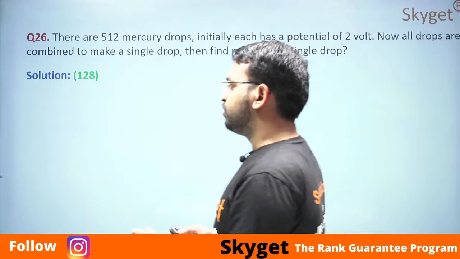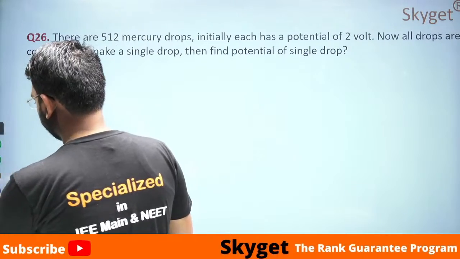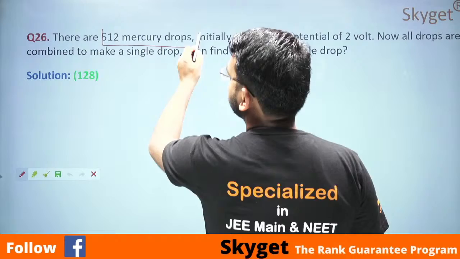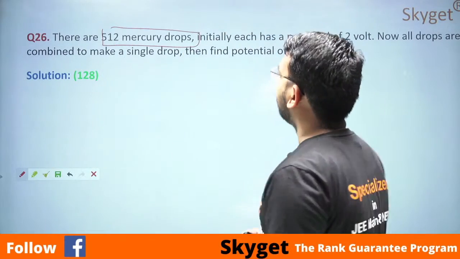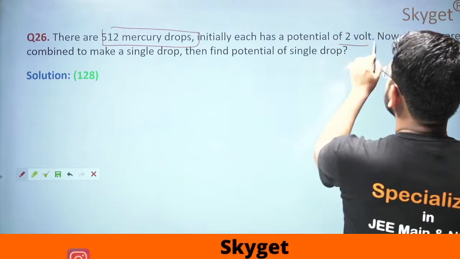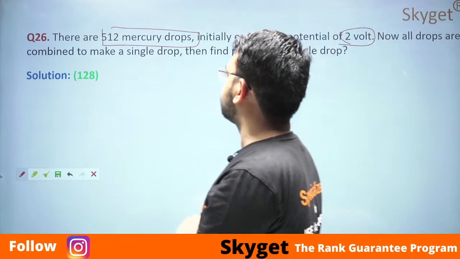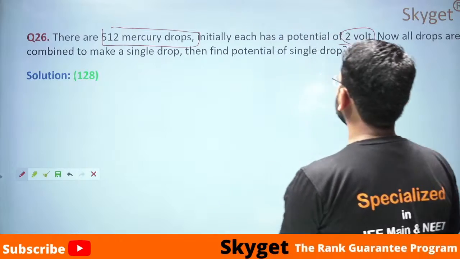Okay, very good question. Very good question. Now see what happens. There are 512 mercury drops. Initially each has a potential of this much volt. Now all the drops are combined to make a single drop. Then what will be the potential of the single drop?